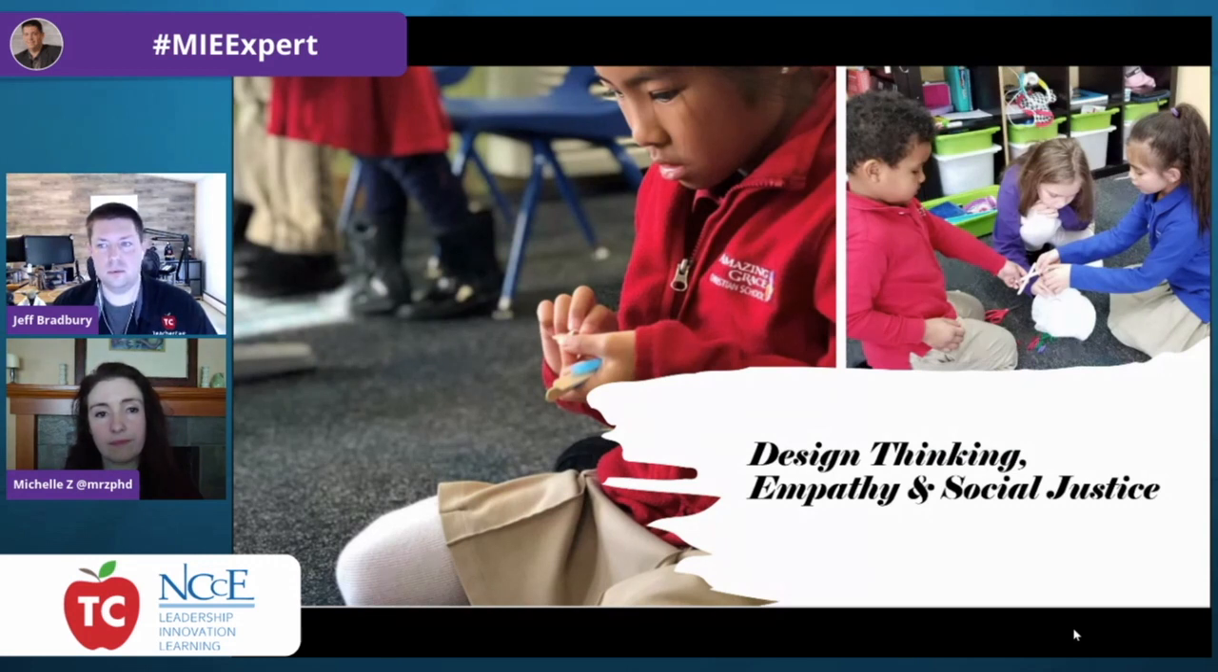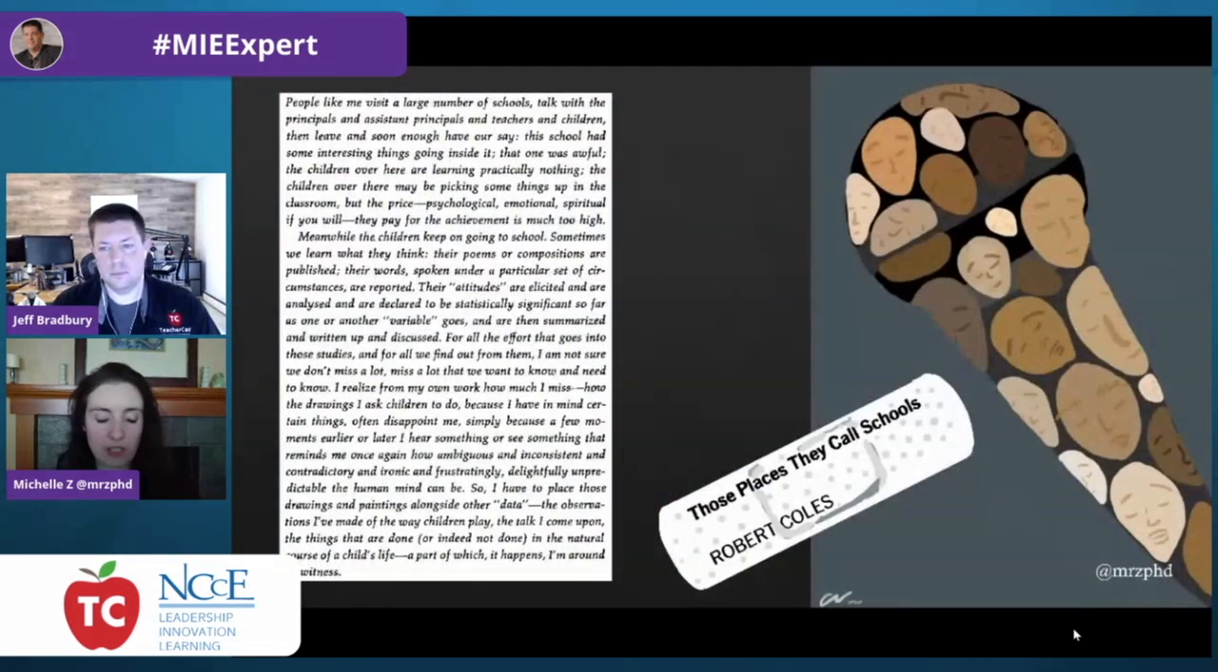Yeah. And that goes into this other challenge of how do you take an environment that was intentionally built to have children work in close contact with each other, to problem solve, look through design thinking and build empathy and social justice, when it becomes remote. And that same professor, Roger Soder from UW, directed me back to this one, Those Places They Call Schools by Robert Coles. And I found it really compelling when I read it.